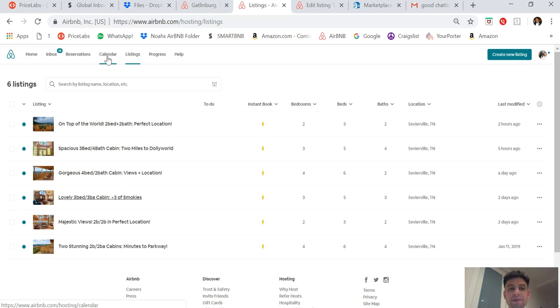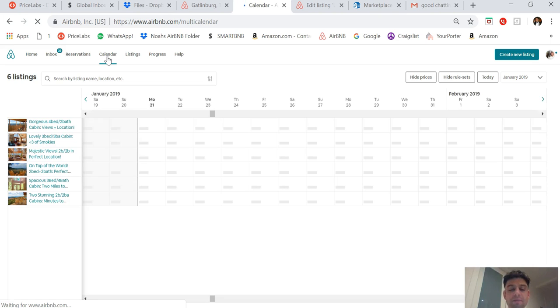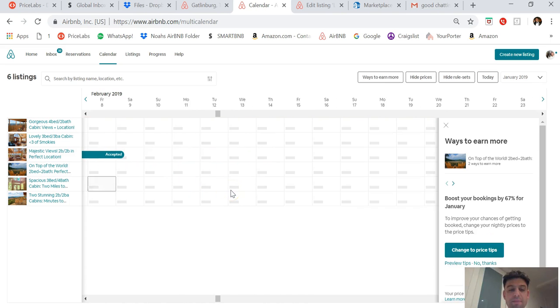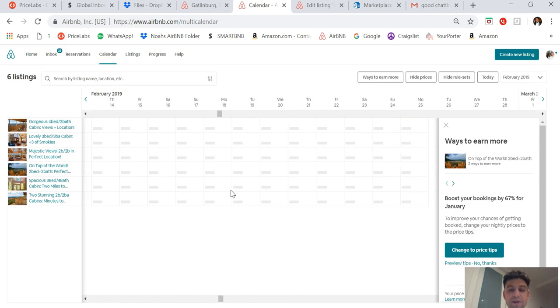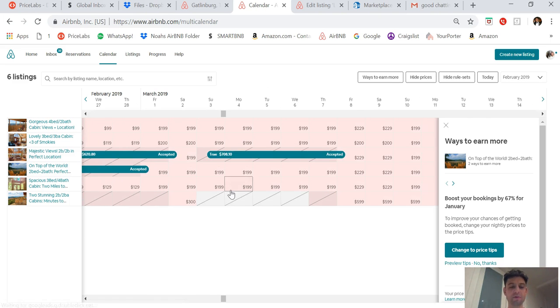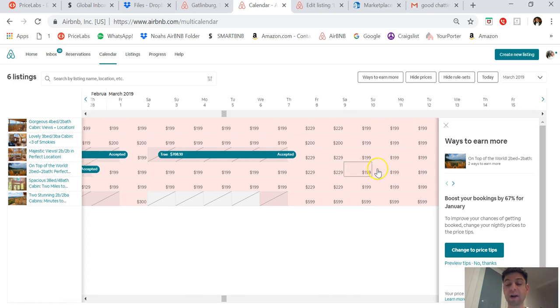So now I'll go into the calendar and take a look. I know we're pretty empty going into March and April, so I want to start getting booked for March. I know that my prices were higher and I recently dropped them to $199. I know my average price is around $220.